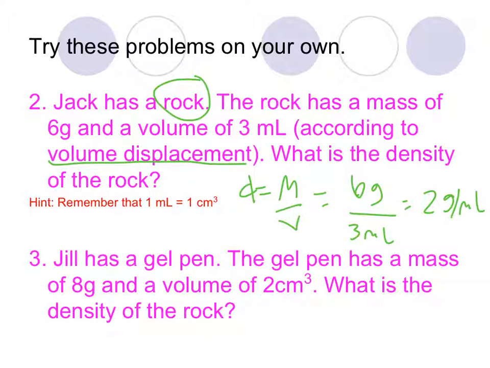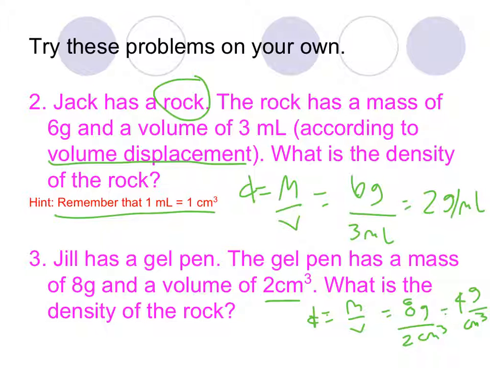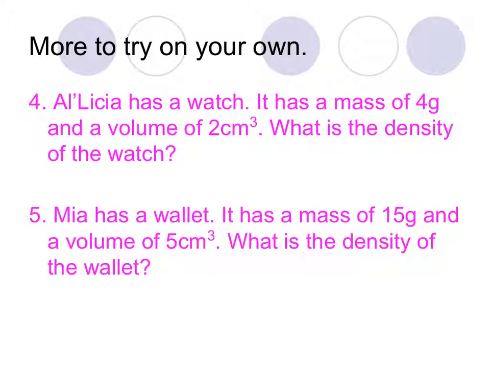Jill has a gel pen. The gel pen has a mass of 8 grams and a volume of 2 centimeters cubed. Now, I would probably think that they would use water displacement again, but in this problem, they were able to somehow figure it out by centimeters cubed, maybe because they just used the ratio. So, density equals mass divided by volume, 8 grams divided by 2 centimeters cubed gives us 4 grams per centimeter cubed. Pretty simple, huh? Just basic division. Now I'm going to let you do number 4 and number 5 on your own about the watch and the wallet.